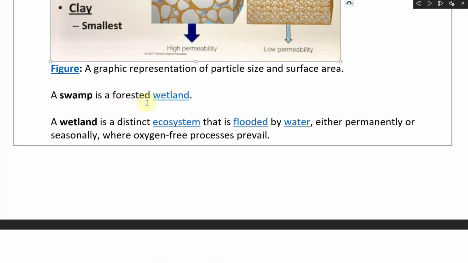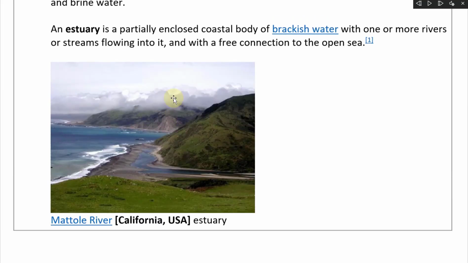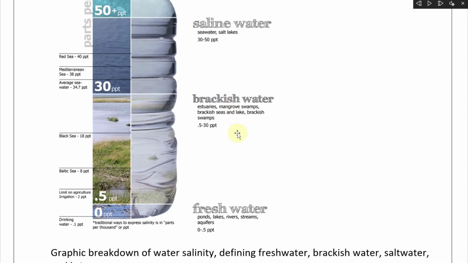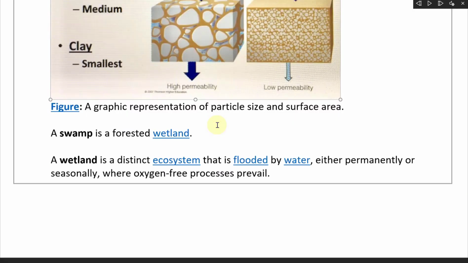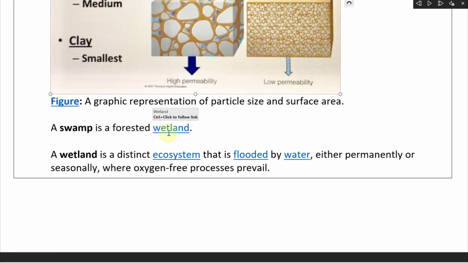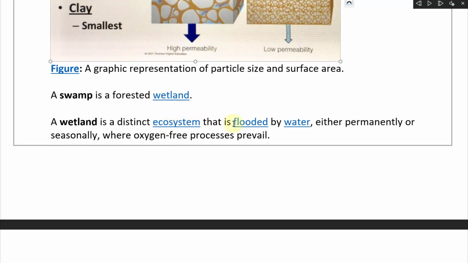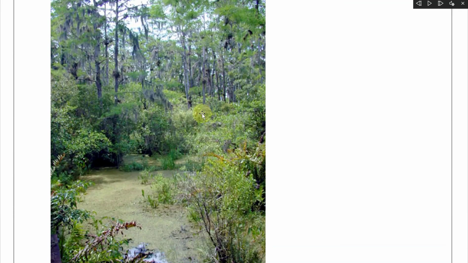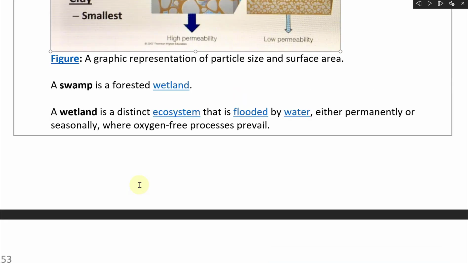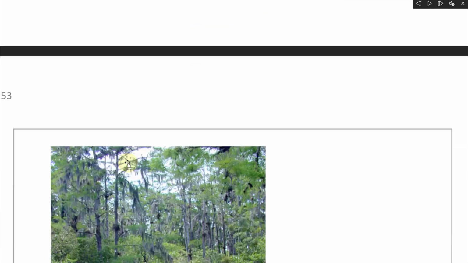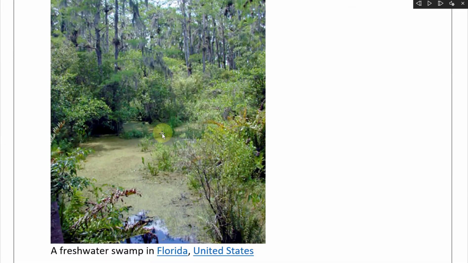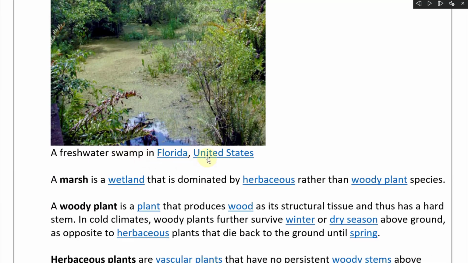So a swamp is a forested wetland. And we got swamps over here, in this brackish water. A wetland is a distinct ecosystem that is flooded by water, either permanently or seasonally, where oxygen-free processes prevail. So right here, it's basically flooded with water, and the swamp is a forested wetland. You have pretty much a forest, and it's flooded by water. A freshwater swamp in Florida, United States.